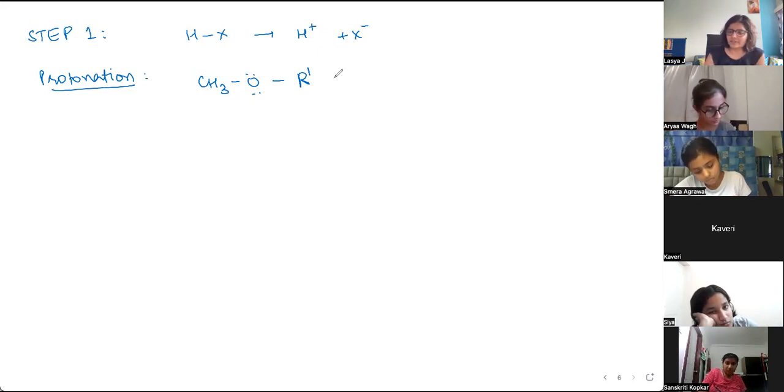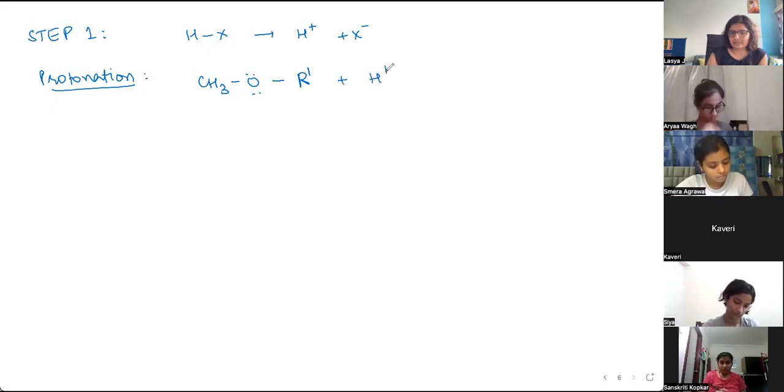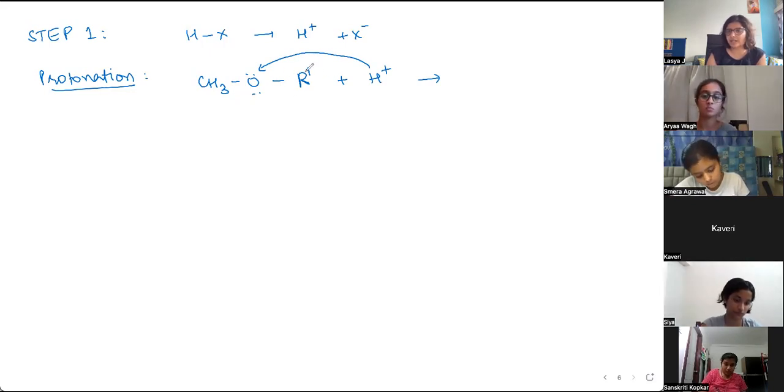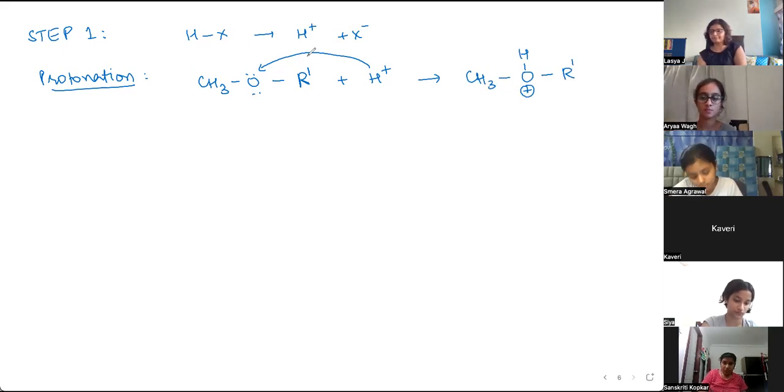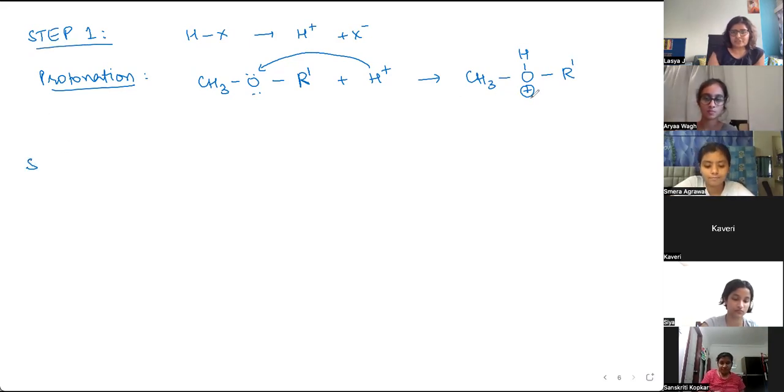So you have this. Step one is always protonation. So that H plus attacks the oxygen. Here I'm putting it as R dash because I'll split this mechanism depending on what R dash is. So you get CH3O, H forms a bond, so this will get a positive charge and the rest of it remains the same. And X minus is there too. It is two steps.